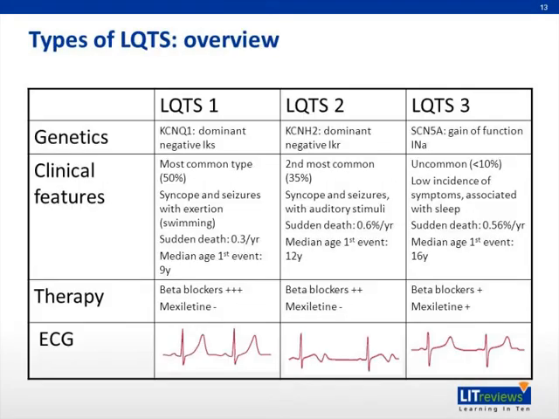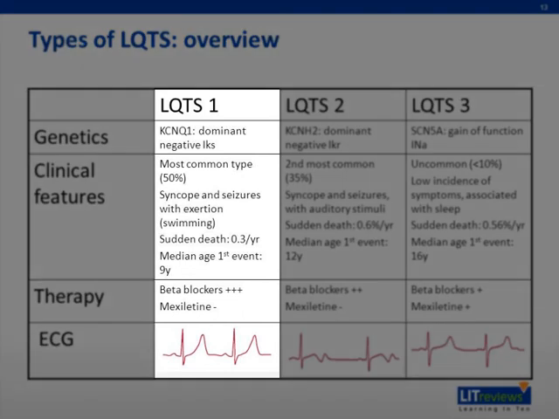I will end by reviewing the genetics, clinical features, therapy, and electrocardiogram of each of the different types of long QT syndrome. Long QT syndrome type 1 is caused by a gene abnormality of the KCNQ1 that causes a loss of function of the IKS channel. Type 1 is the most common type and is associated with syncope during exercise, specifically swimming. The sudden death rate is 0.3 per year, and the median age to first cardiac arrest is 9 years old. Beta blockers are very effective in this patient population.